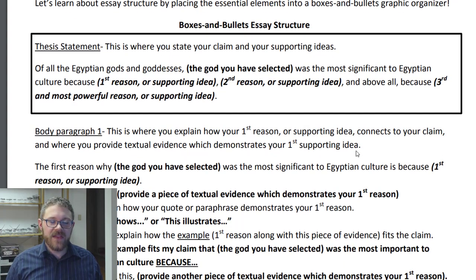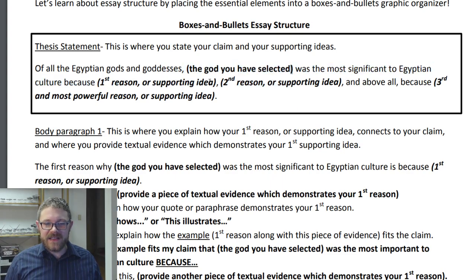So the first thing we're going to have in our essay is a thesis statement. This is your entire paper, your entire essay in a nutshell. It's where you tell your reader what your claim is, so what is your central argument, and what your supporting ideas are. And the structure is going to look like this. You're going to say, "Of all the Egyptian gods and goddesses," and you're going to write your god right in here. This is going to be the god that you've selected, right?